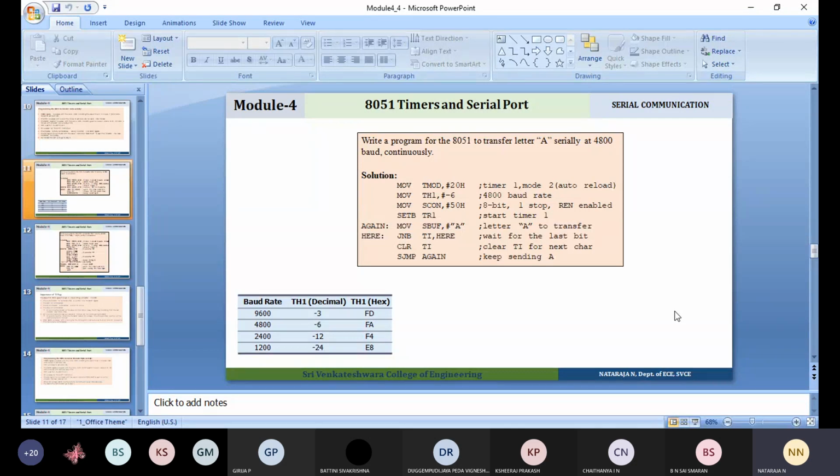Jump if no bit TI here. It will keep on taking the loop. Then it will clear TI. Then jump again. Again it will transmit A, loaded A.